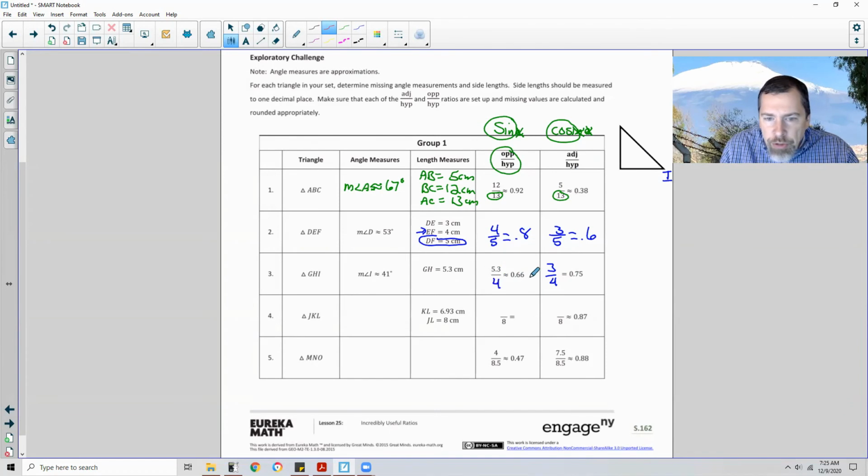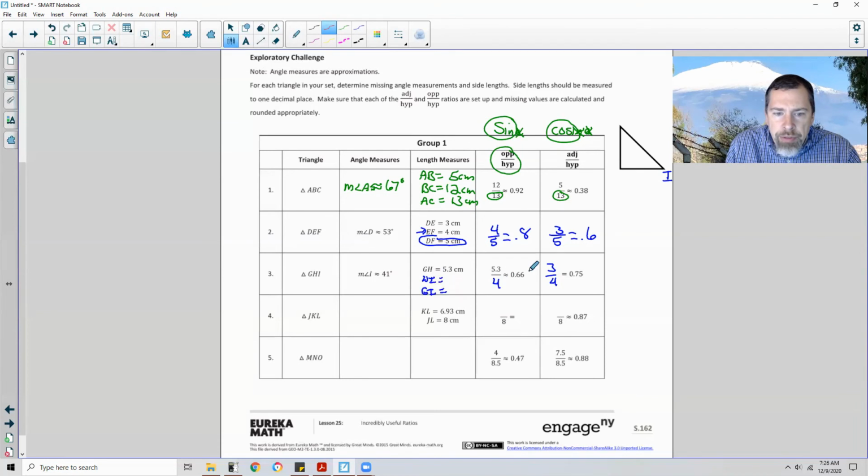Okay, so this is like a little puzzle. We've got to figure out how we're going to find these values. Look for a fraction you know. And then 3/4 is 0.75. So now I know my hypotenuse is 4. So a 4 goes here. It's 13, 13, 5, 5. The denominators are always the same. 8, 8, 8.5, 8.5. All right. So then we have a side length GH. We have a side length HI. And we have a side length GI.